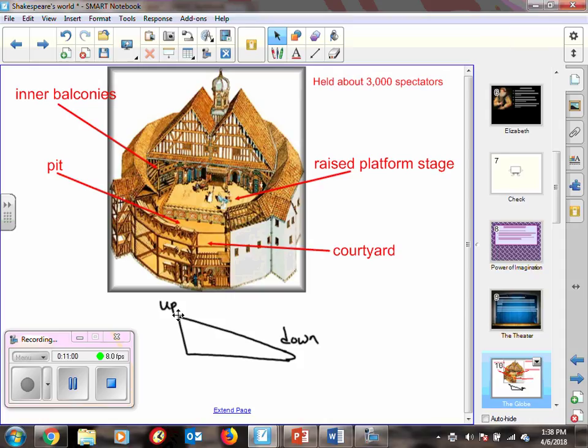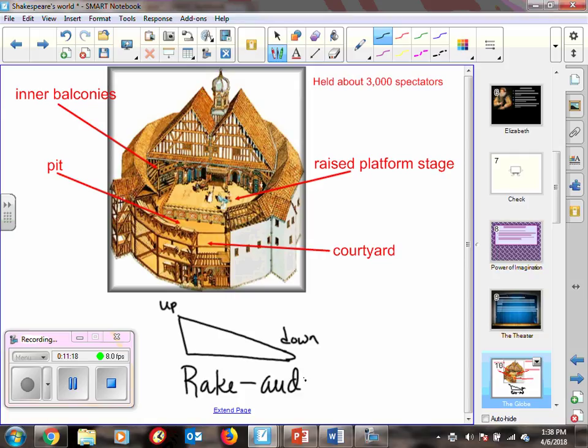We don't have that anymore because what do we slant? We don't slant the stage anymore. What do we slant? The seats. Okay? So that's why our seats are, it's called raked. You rake your stage. Okay? But now, today, we rake our auditoriums. Let's go that way. Okay.